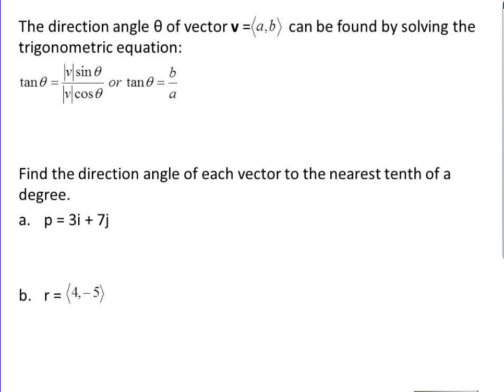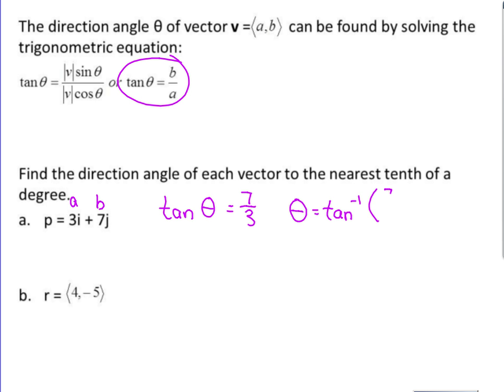So if we go ahead and use this, tangent of theta is equal to b over a, on the first one this would be our a value, this would be our b value. So I can say the tangent of theta is equal to 7 over 3. To get the theta by itself, we are going to use the inverse. And that'll get us that theta is approximately 67 degrees.